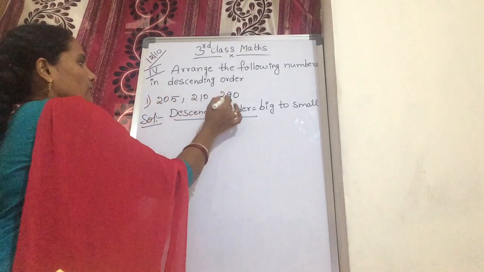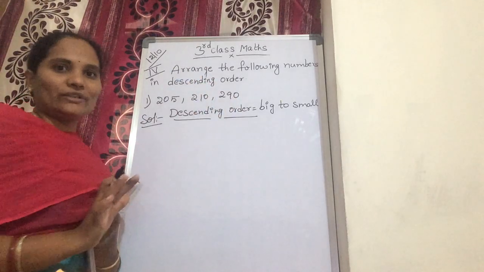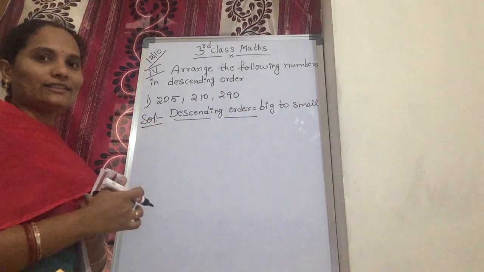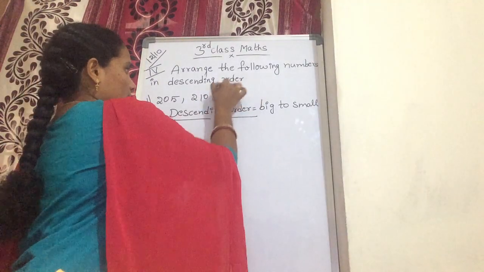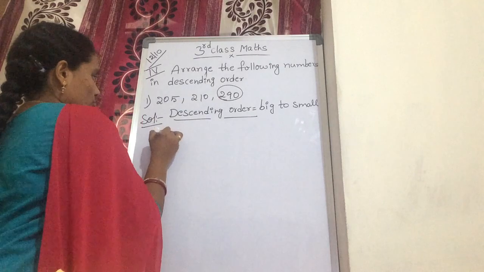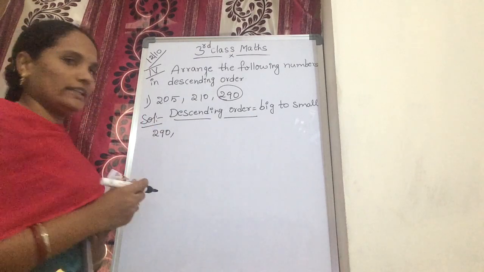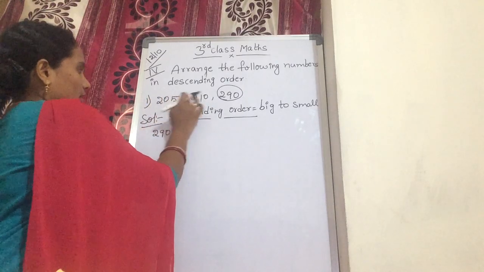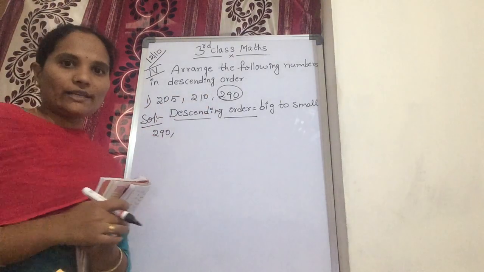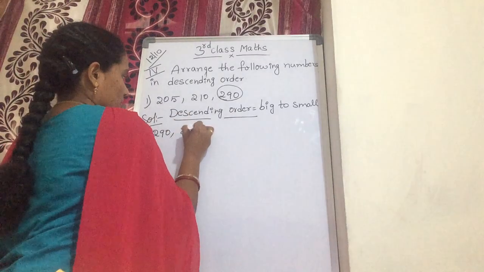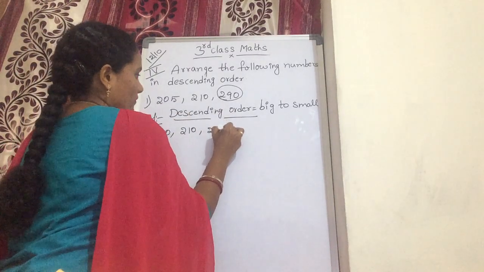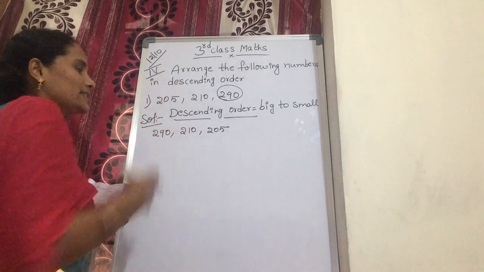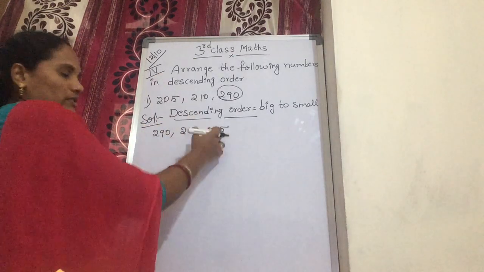0, 1, 9. You need the big number. So in tens, which one is the big? 9. So what is your big number? 290. You should write 290 first. Next you compare these both numbers, 205 and 210. Which one is the big? 210. Next 205. You write in your descending order, big number to small number.